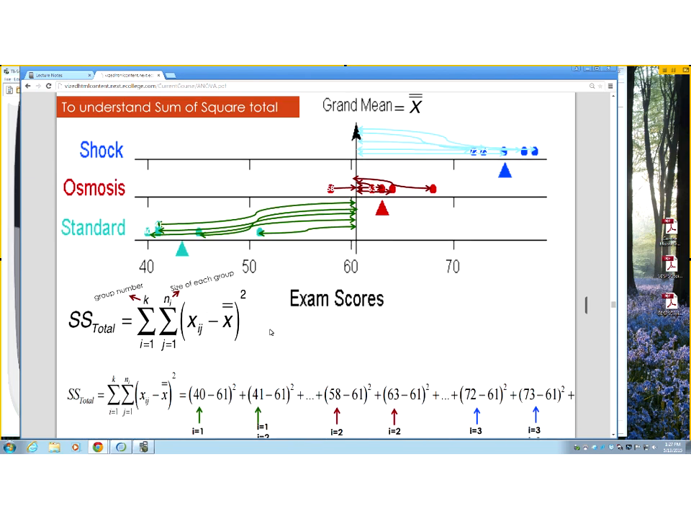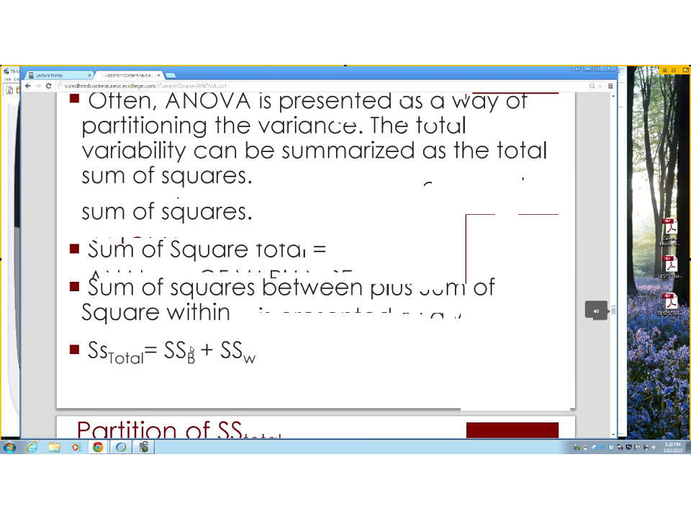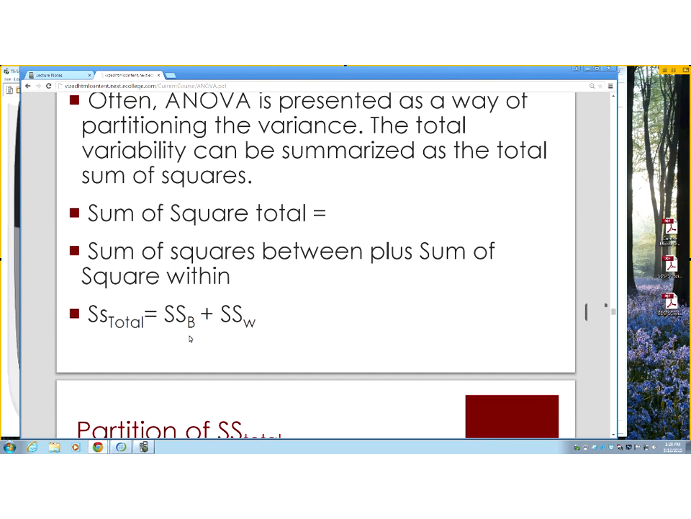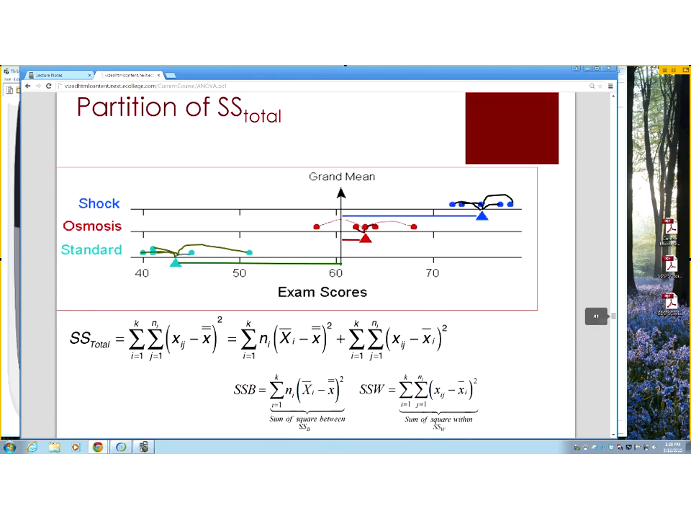So the sum of squares total is the distance that each data value is away from the grand mean. And that's going to be obtained by taking the sum of squares between plus the sum of squares within. Okay, so the sum of squares total gets partitioned. And this is how we get the sum of squares total.